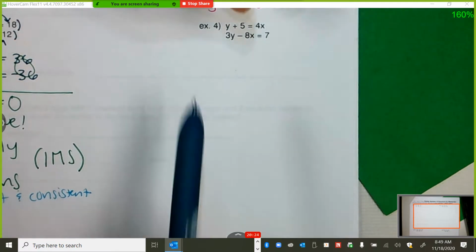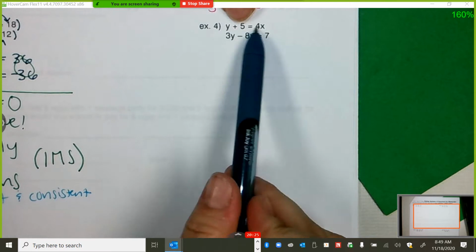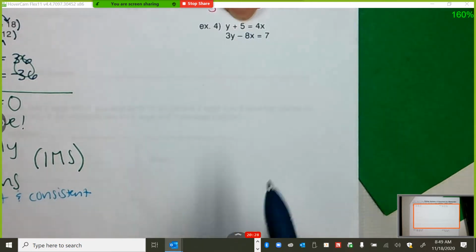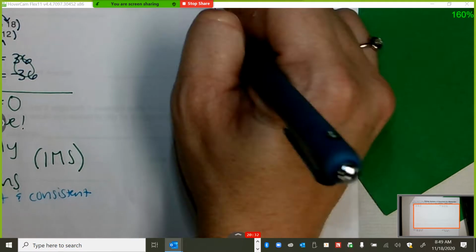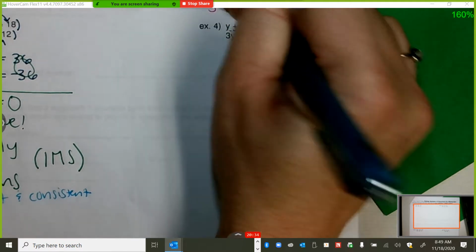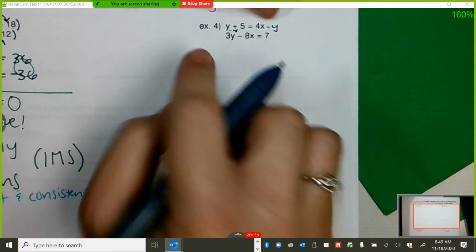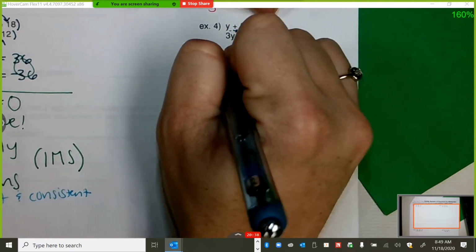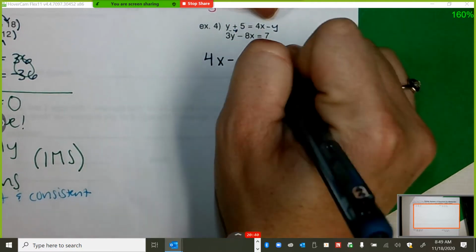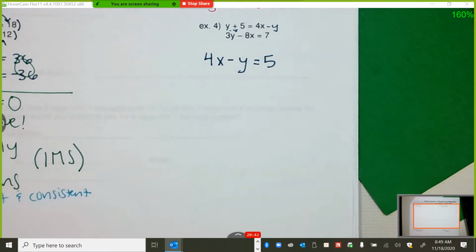Okay? What do I need to move here to get x and y on the same side? The y, right? Can I just subtract y from both sides? Minus y, and I'm going to rewrite it but flipped, and I get 4x minus y equals 5. So all I did just now was rearrange that top equation. Okay?